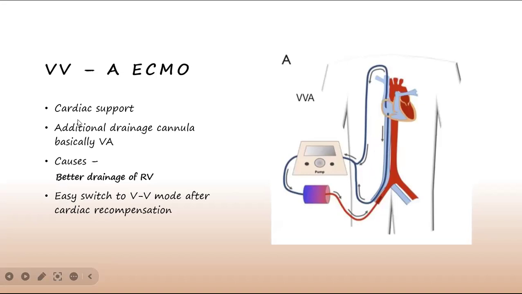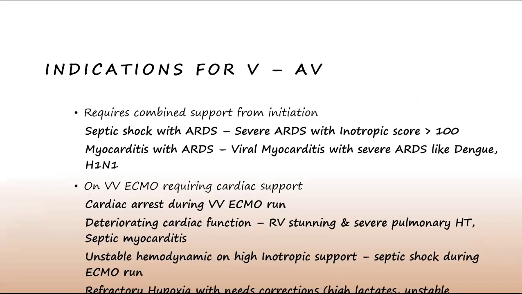Coming to VV-A ECMO. As I said earlier, it's a simple cardiac support ECMO. It's technically a VV ECMO wherein you're adding one more drainage cannula. That's it. So one more drainage cannula has been added in the jugulars. So it drains from the femorals and jugulars and goes into the artery, the femoral artery. The reason for establishing this kind of ECMO is better drainage of the RV. Whenever there is heart failure, that is right heart failure, especially in the setting of VA ECMO, yes, for better drainage of the RV, you can go for VV-A kind of ECMO. Once the heart recovers, you can wean it back to VV mode of ECMO and then afterwards completely wean off the patient.